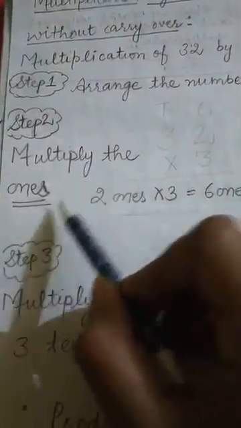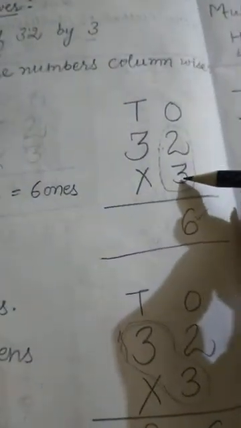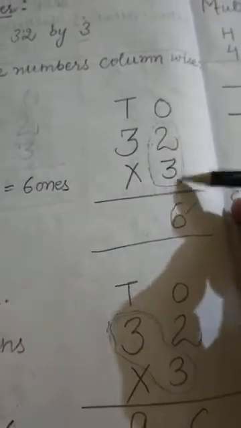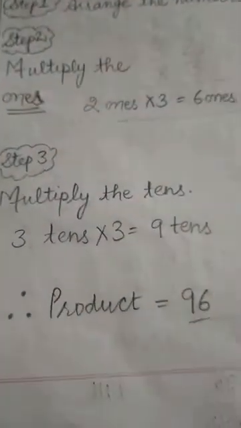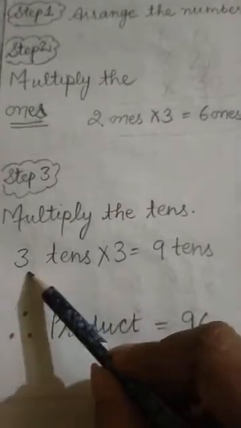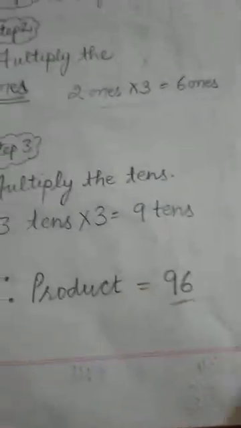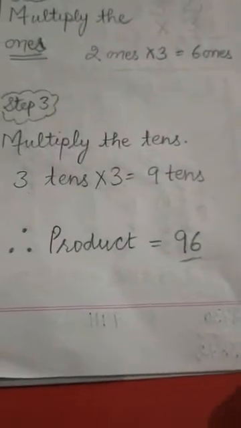Then what will be our second step? Firstly we will multiply the ones. We will multiply 3 and 2. 3 2s are 6. We will write 6 here. Then what will be our next step? Next step is to multiply the tens. 3 tens will be multiplied by 3. 3 3s are 9. We will write 9 here. So what did we get? We got 96. So the product is 96.